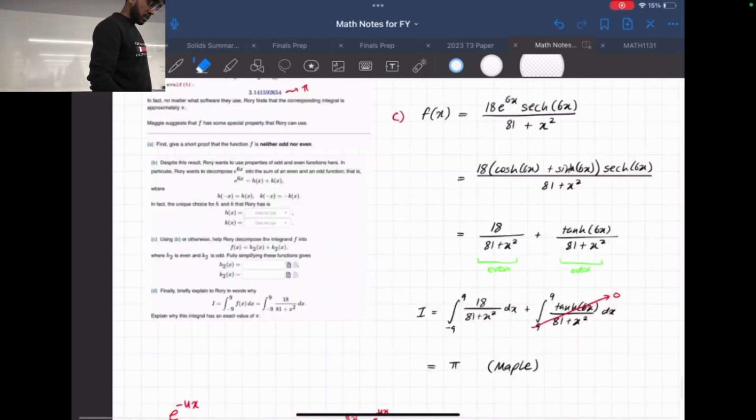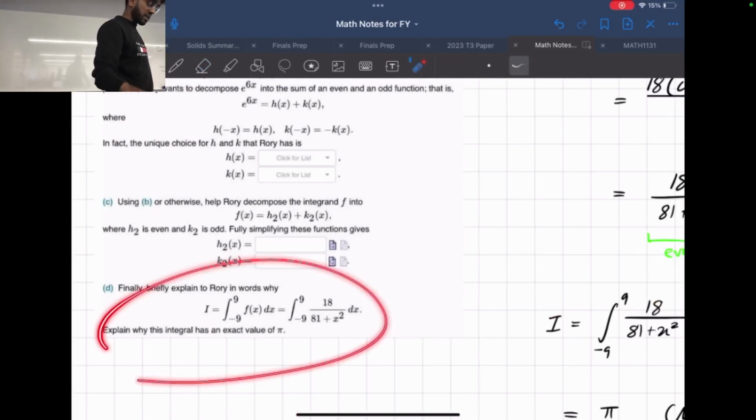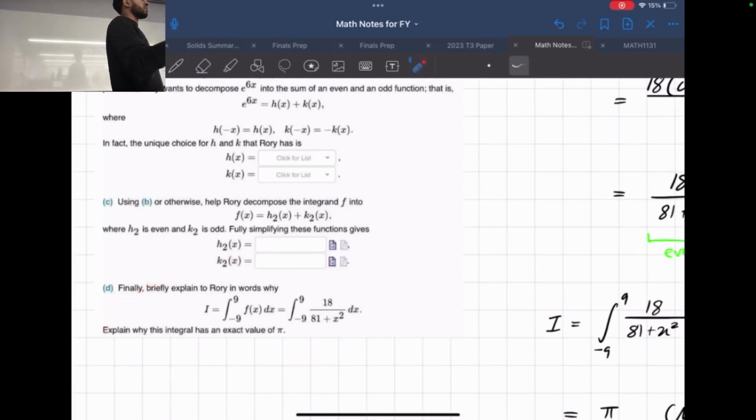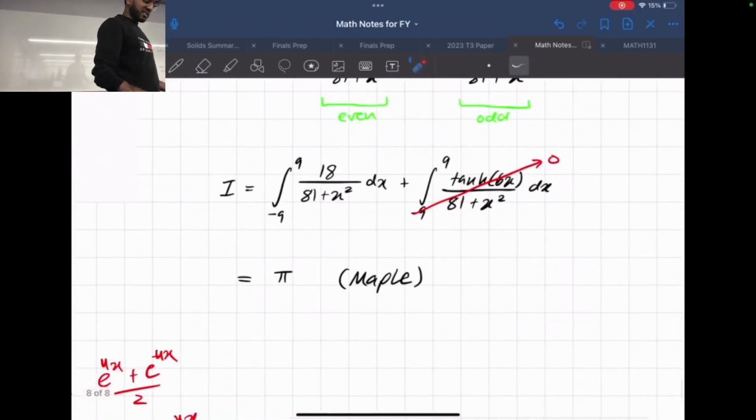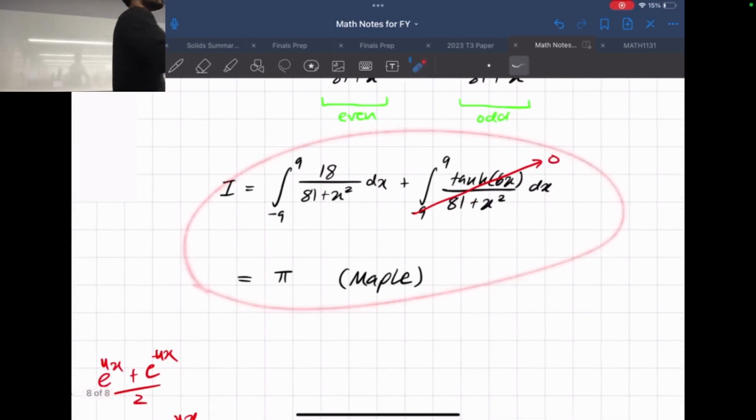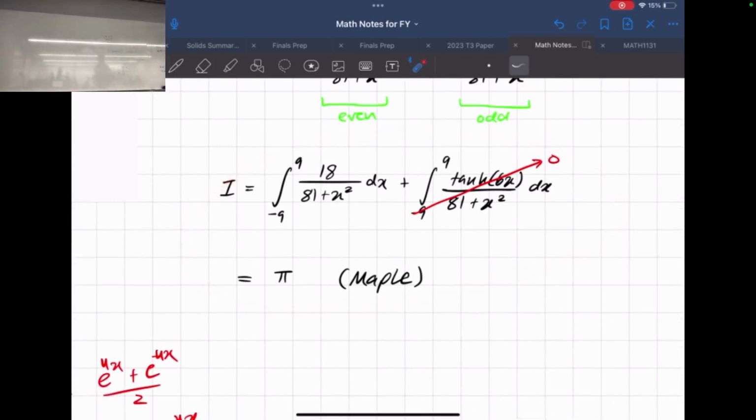Okay, final thing. Explain why this integral is equal to pi. Put it on Maple. You just plug the integral into Maple. It comes out with pi. Exactly pi. So you would say that as your reasoning.